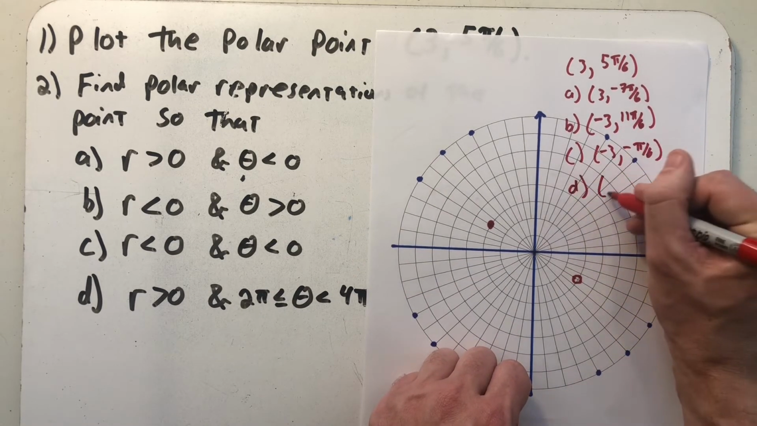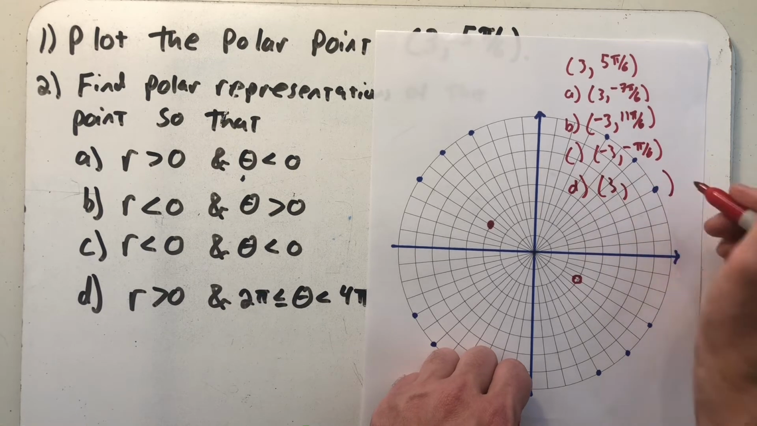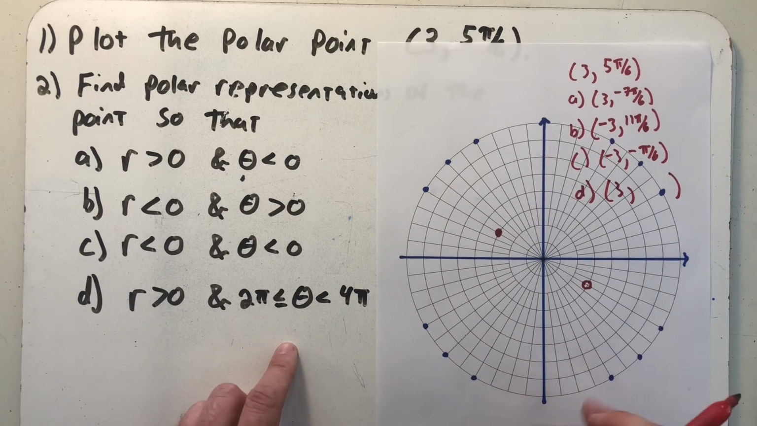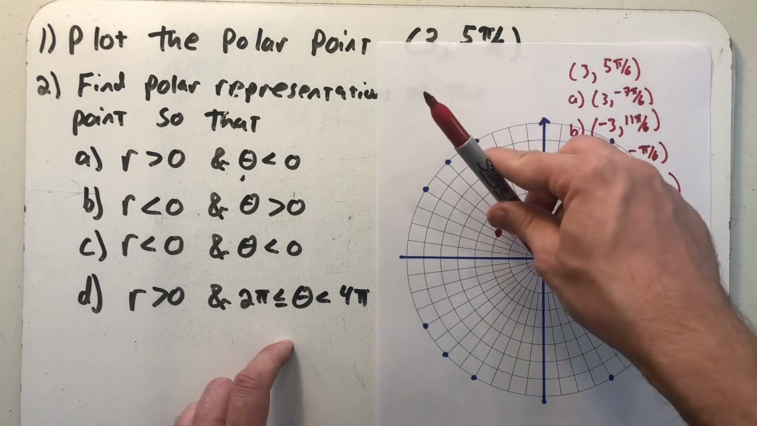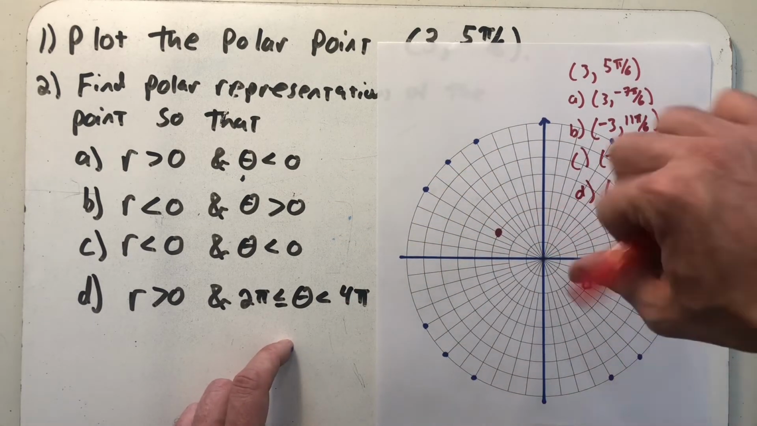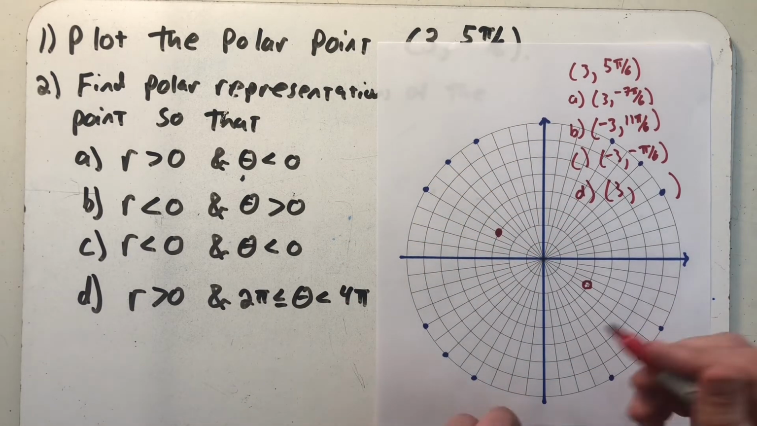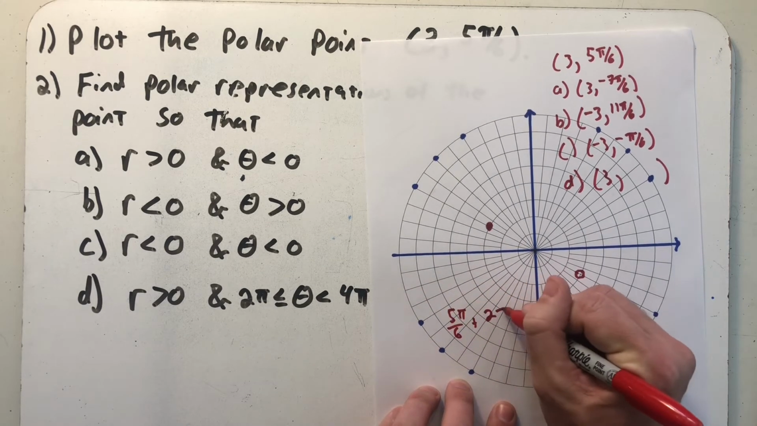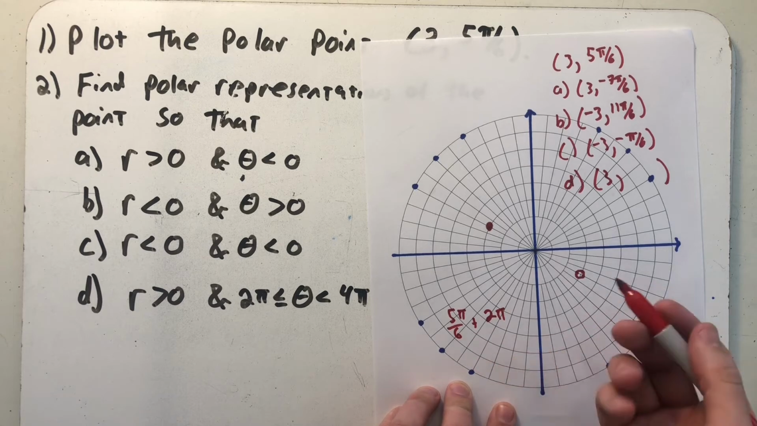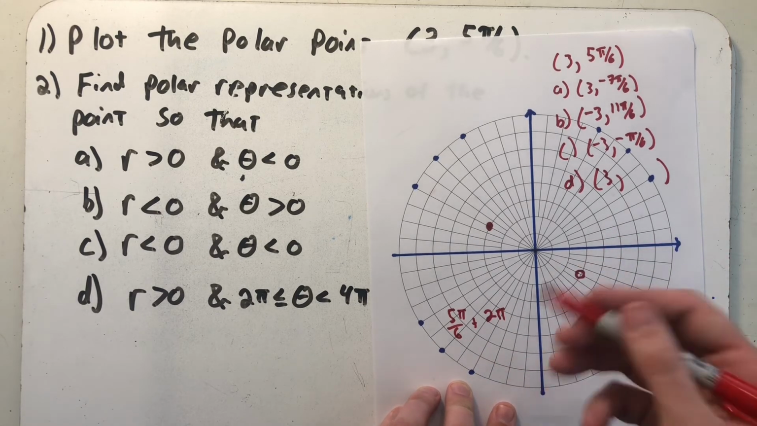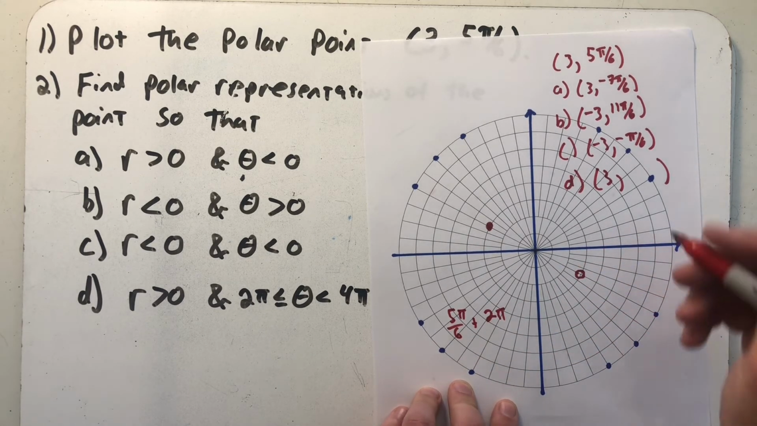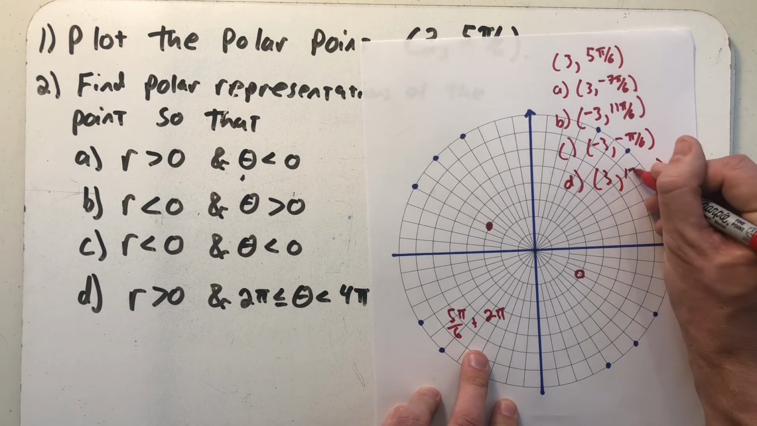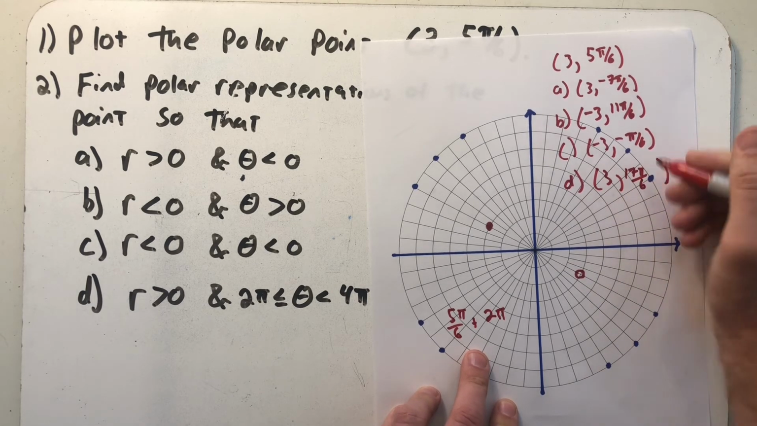And then finally, I have a positive r, and now I just need this angle, but not stopping there, on the next full revolution around. So I'm thinking that that's just going to be 5 pi over 6 plus a full revolution. All right, so 2 pi, if I'm thinking about that with a denominator of 6, would be 12 pi over 6, so 17 pi over 6.